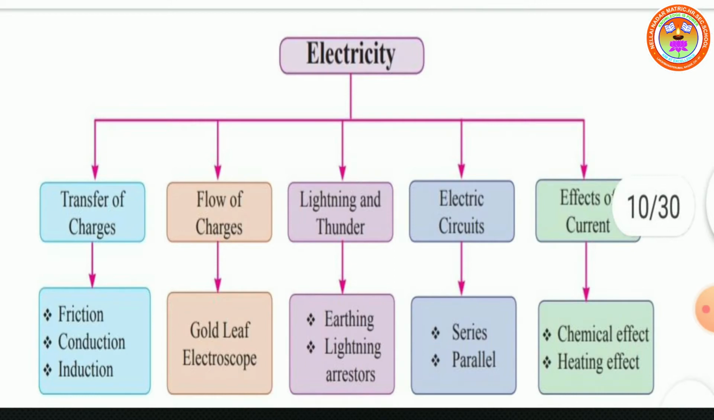Before that, we are going to revise the previous chapter: transfer of charges, friction, conduction, induction, flow of charges, gold leaf electroscope. Today in class, we are going to discuss the electroscope, lightning and thunder, earthing, and lightning arresters.